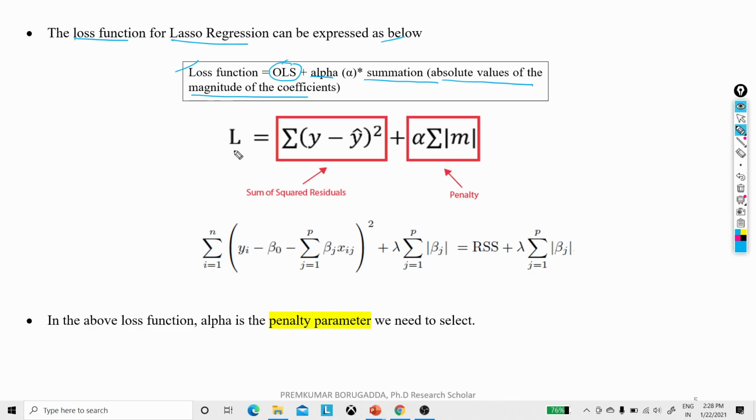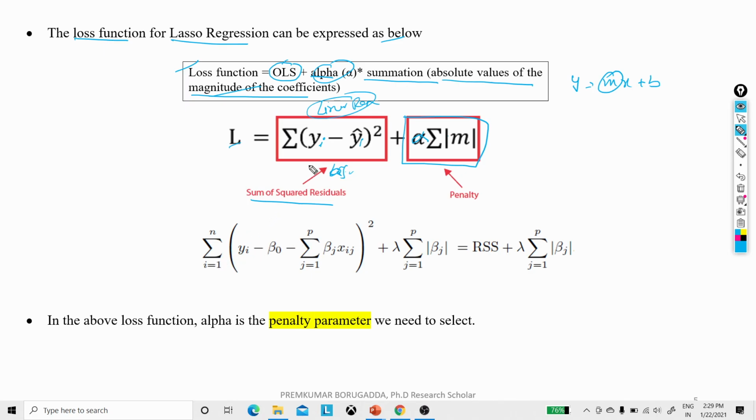So this equation can be written like this: L is equal to sigma (yi minus yi hat) whole squared. This is nothing but the sum of the squares of the residuals. You can also call it the loss function of the linear regression, and then we add the penalty. So this is nothing but the penalty, where alpha is the alpha value, and this mod m is the magnitude of the coefficients. Our equation is y equals mx plus b, and this is the m.